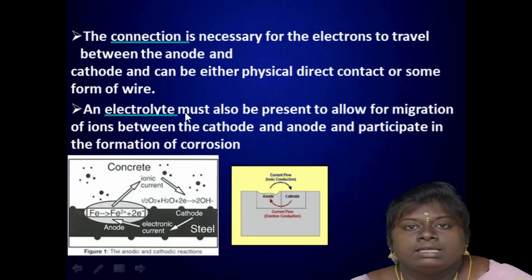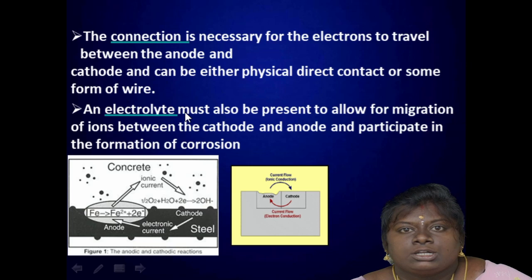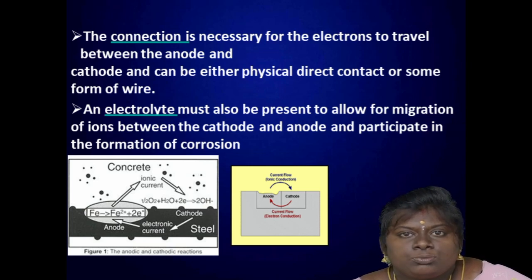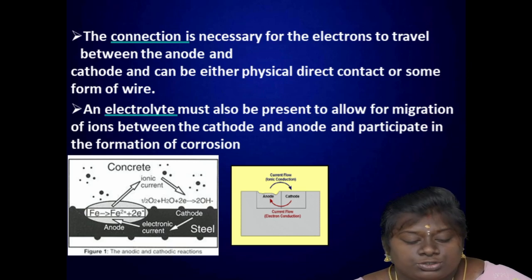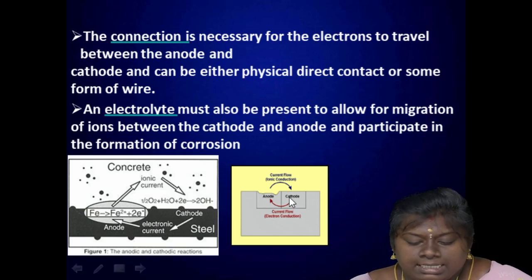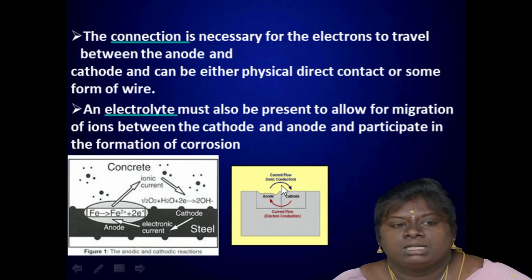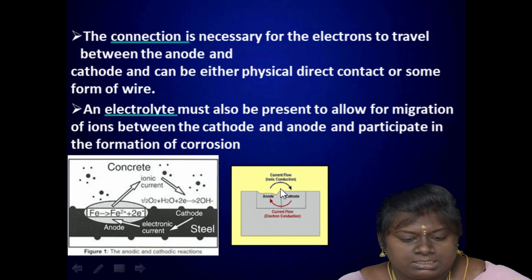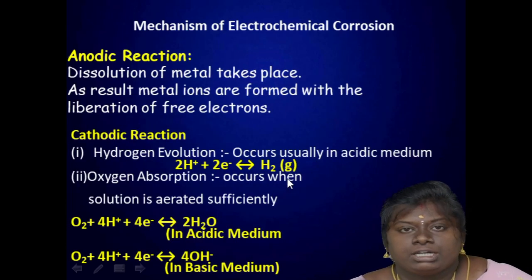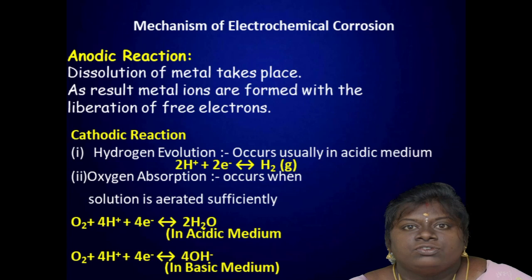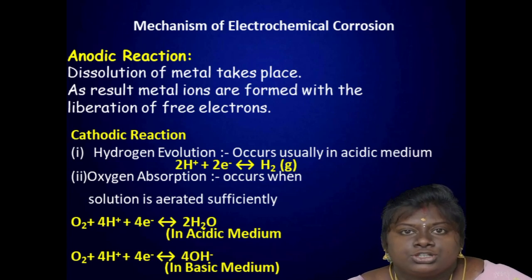Next is the electrolyte. The electrolyte must be present in the cell because it transports ions from the anode to the cathode, and it must be present for corrosion to form. This is the anode, this is the cathode, and this is the current flow from anode to cathode, because electrons are transferred from the anode to the cathode. Current generation occurs on the metal surface and corrosion forms on it. The mechanism of electrochemical corrosion: in anodic corrosion, first the metal undergoes oxidation at the point where the potential is applied. The dissolution of the metal happens.